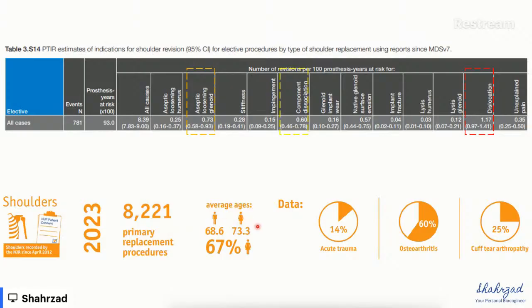Average age of patients. For male patients, the average age was over 68.5, and for females, over 73 years old, and 67% of patients were females. Now, the reason for having the surgery in the first place: acute trauma, 14%, but the biggest chunk is osteoarthritis. That's just joint wear and tear, and cuff tear arthropathy as well. So I just wanted to highlight this.